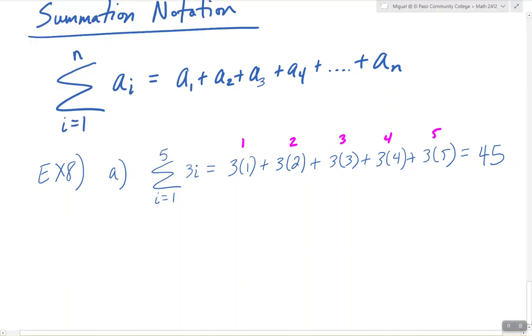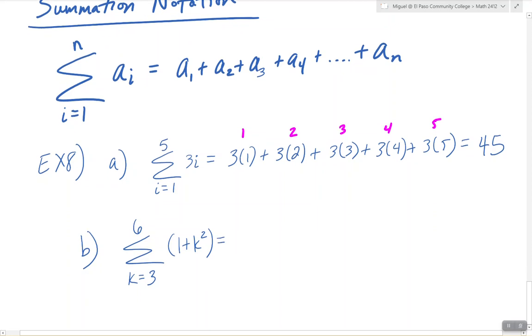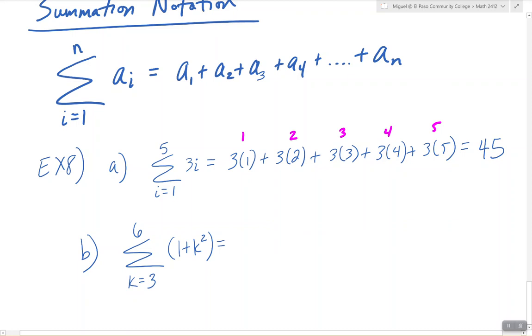Part B, this sum is from k equals 3 all the way to n is 6. The expression is 1 plus k squared. So this one's starting off with an index of 3. So this is what goes in here first. And we're going to do 3, we're going to do 4, 5, and 6. So we're going to have 4 terms, right? 3, 4, 5, and 6 is 4 terms.